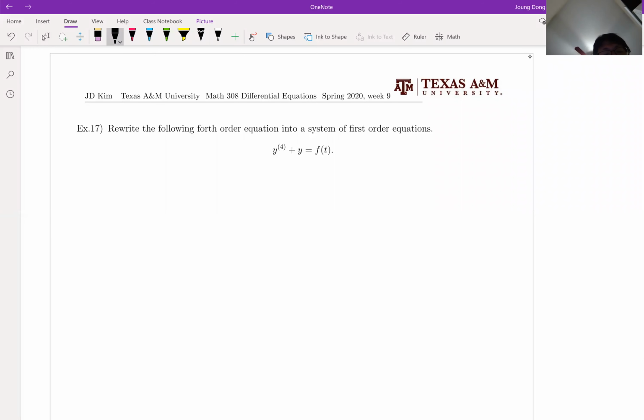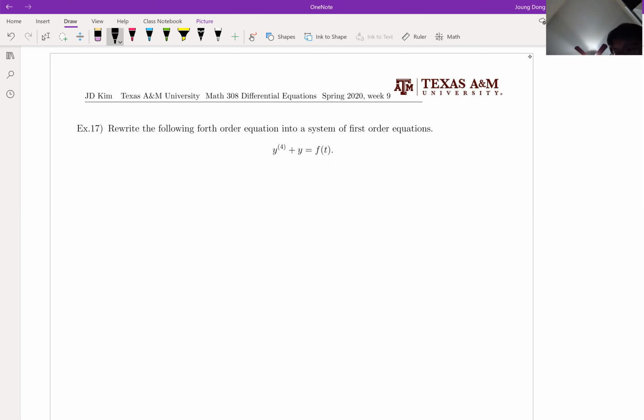Okay, now, in this example, we're going to apply the converting technique from example 16 to a fourth order equation. I would like to show you that it's really possible to change a high order differential equation to a system of first order equations, okay? So this is first order, okay?